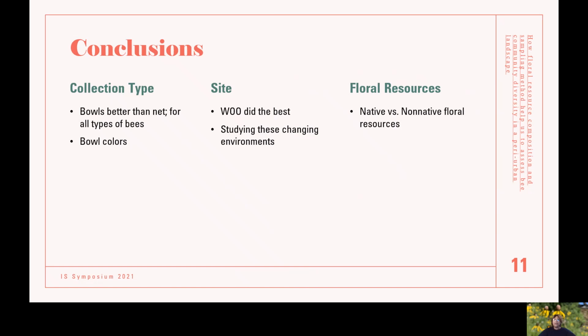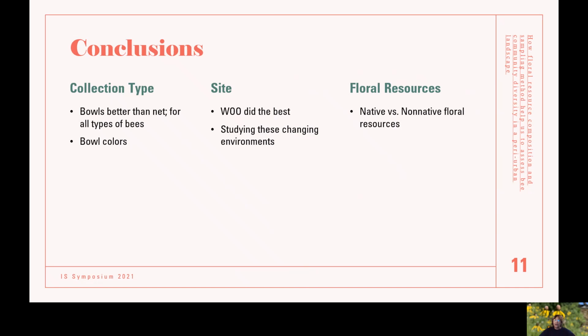So what does this mean? For collection type, it means that the bowls are better than the nets, and this could be for several reasons. One being that the bowls are out for a full 24 hours, and when I was doing my net collections, I did this when I was setting and collecting the bowls. It's also been suggested in other research that bowls actually don't collect larger bees, such as a bumblebee, for example, but I actually did see those in my traps.